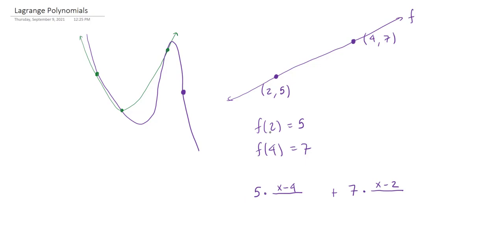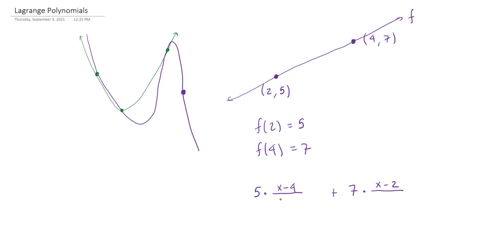Okay, does this work? Well, let's see. What happens when x is equal to 2? When x is equal to 2, this becomes 0, this summand dies, and I get 5 times, it's 2 minus 4. 2 minus 4 is negative 2. I don't want to multiply 5 by negative 2. I want to multiply 5 by 1.